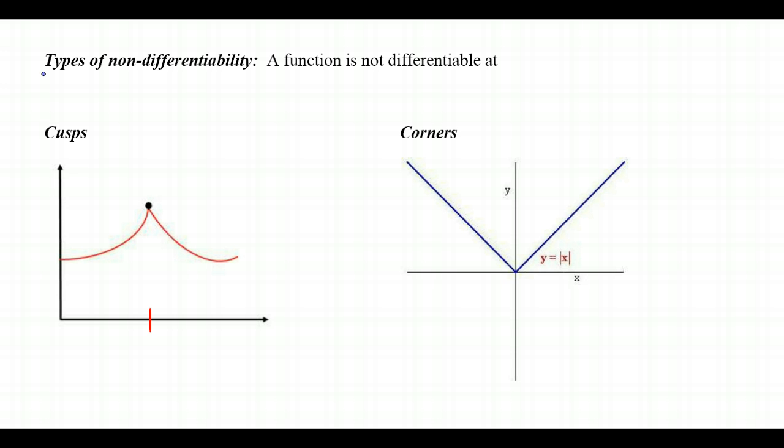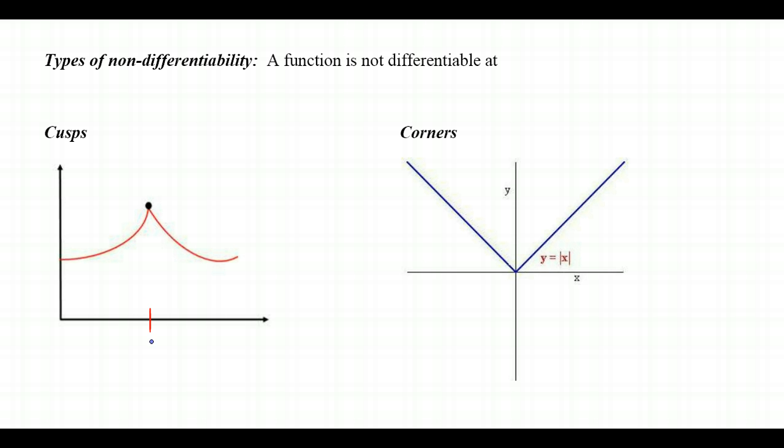Before we look at a graph of f of x to determine what the graph of its derivative, f prime of x, would look like, we want to look at the types of non-differentiability on a graph. So a function is not differentiable at a few different types of locations on a graph. The first two I want to look at are at cusps and at corners. So remember that a derivative is the slope of a tangent line.